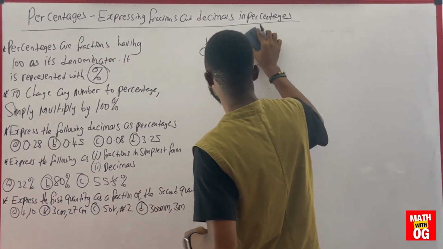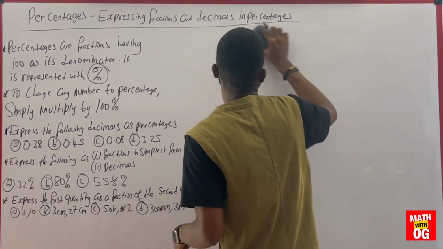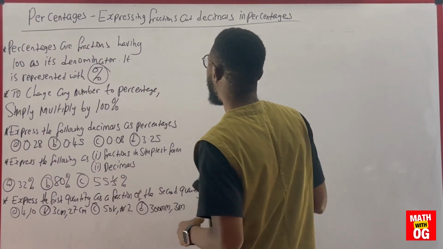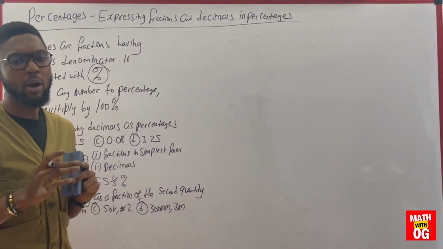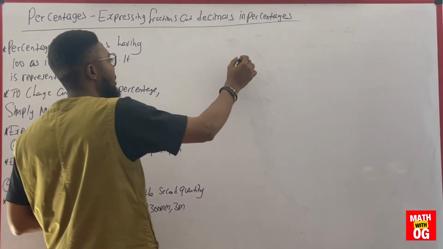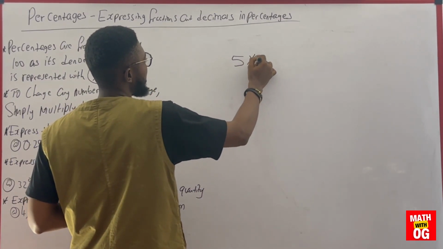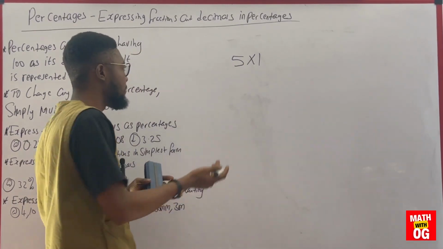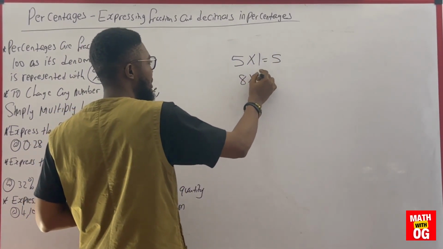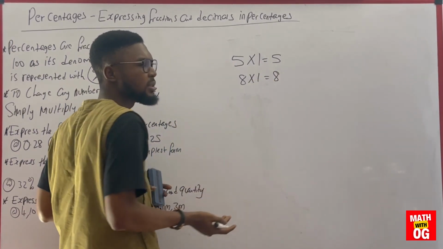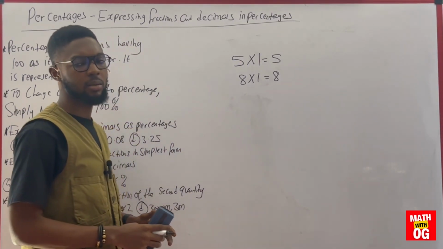Now, how do you change numbers to percentage? Remember, when you multiply any number by 1, you've not changed the number. I repeat, when you multiply any number by 1, you've not changed the number. I have a number 5. Another person will tell me that 5 is the same thing as 5 times 1. The person is not telling lies. 5 times 1 is equal to what? 5. I have another number 8. 8 multiplied by 1 is equal to 8.